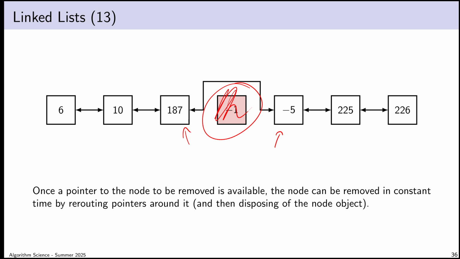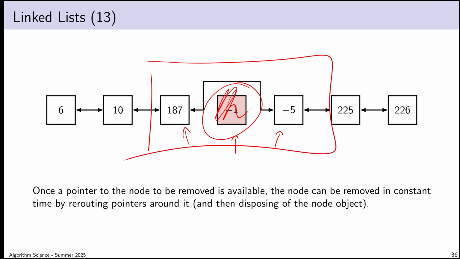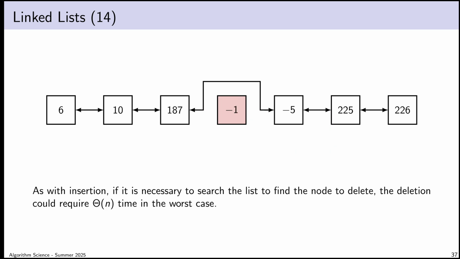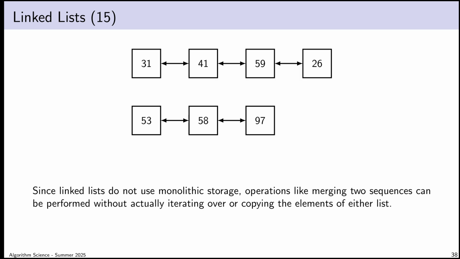And in a programming language, there's some way you have to do that. We don't care. We just know that we can rewire the list. And once I have the node to rewire, it's all constant time. It's just adjusting pointers in a fixed radius around the place where I'm making the modification. And so as with insertion, of course, if I have to go looking for the node to delete, then I obviously require up to linear time to do that.